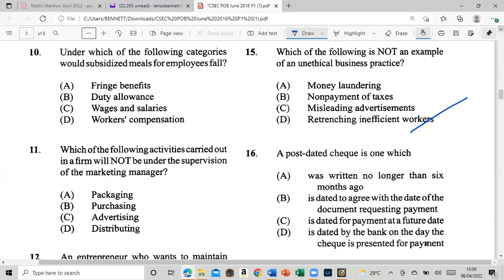Under which of the following categories would subsidized meals of employees fall? Is it A, fringe benefit, B, duty allowance, C, wages and salary, or D, workers' compensation?